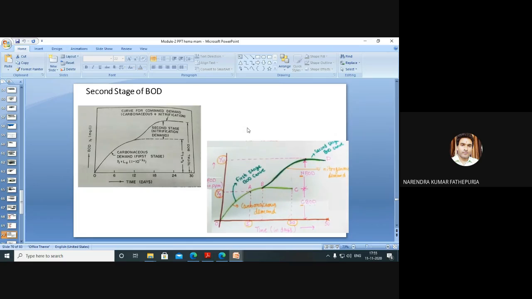This is the second stage BOD curve. Carbonaceous demand will be fulfilled, and then there's the combined demand, carbonaceous matter as well as the nitrification will be taking place, and denitrification will be taking place. Yeah, they have mentioned the time versus BOD curve here, and then like this.